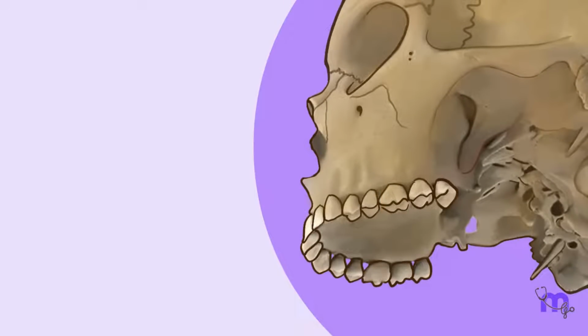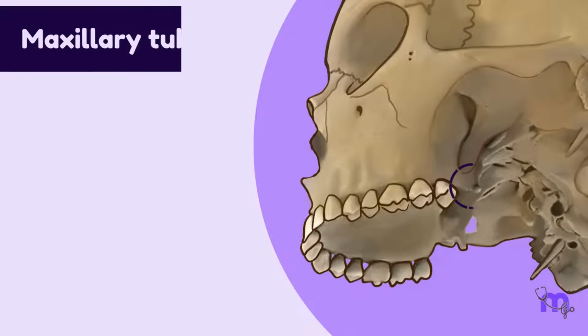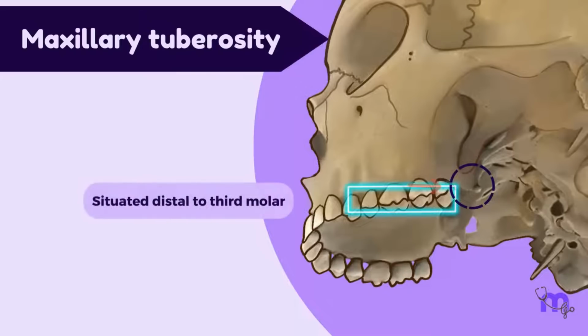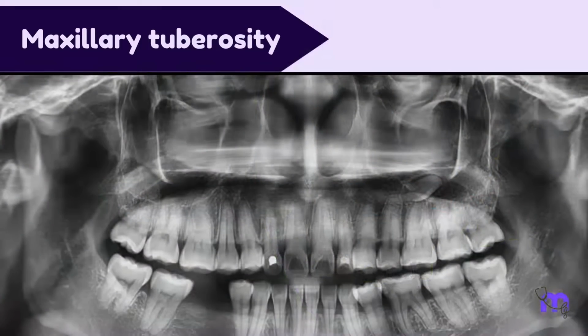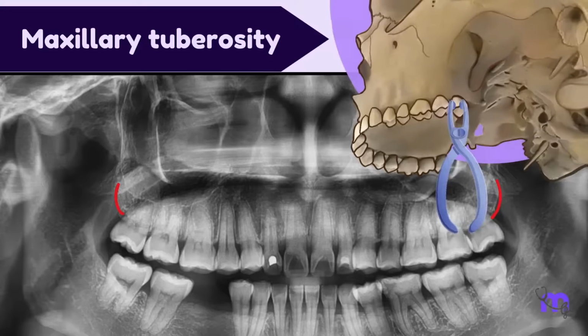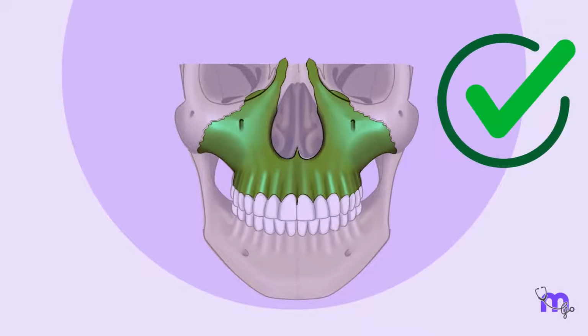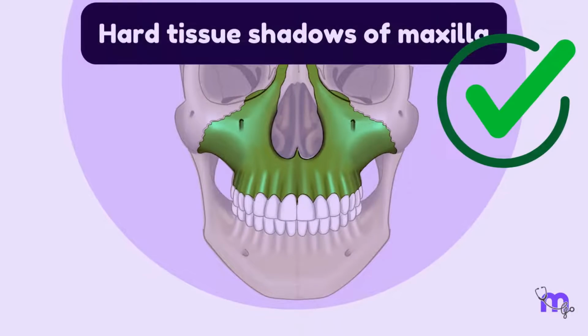A prominent landmark on the OPG is the maxillary tuberosity, which is a rounded prominence of bone extending distal to the third molar. Blood vessels and nerves to the posterior teeth enter the maxilla from here. It appears as a radio-opaque bulge posterior to the third molar region. Clinically, a common complication of the third molar extractions is a tuberosity fracture. This concludes our discussion of normal maxillary hard tissue landmarks visible in a panoramic view.